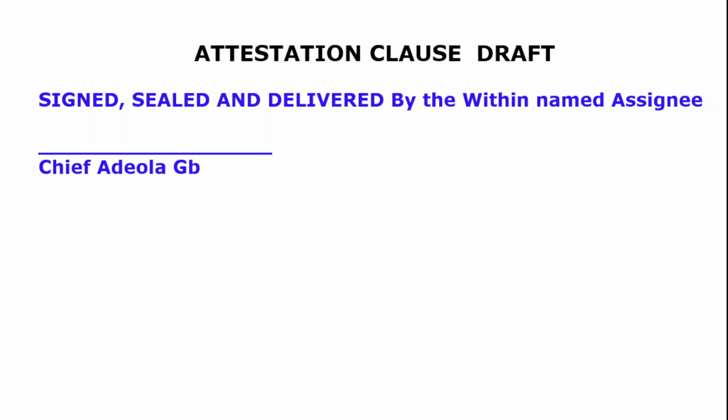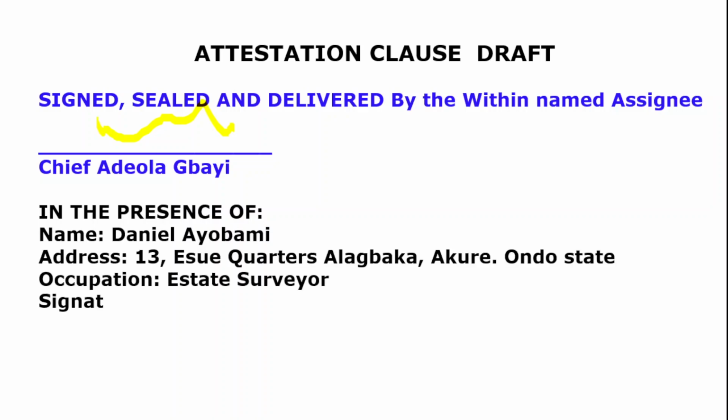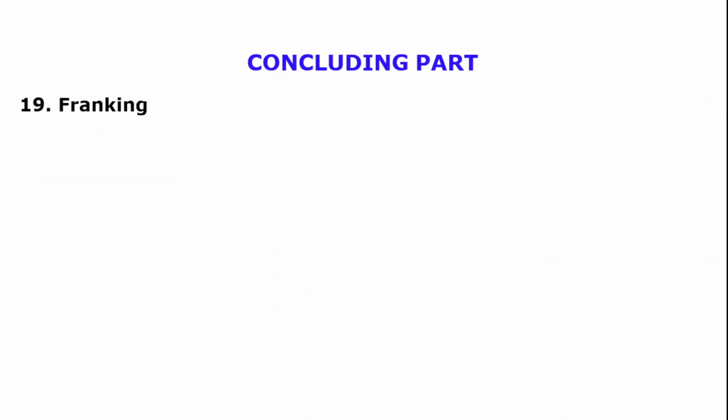Of course, this is the attestation clause for the other party, which is the assignee, and that is Chief Adeola. And then, of course, you ensure you sign, and then in the presence of name, address, occupation, signature, and then you have your dates. And of course, ensure you also sign here. So the next and the last clause is what is known as franking.